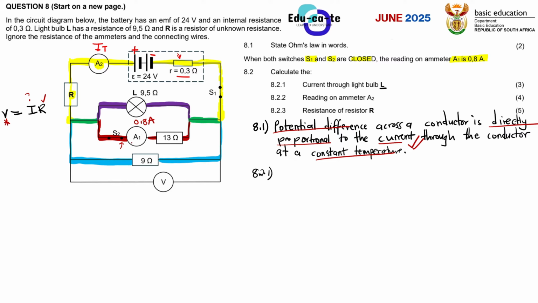Basically, as this current passes through this ammeter A1, it will also pass through this 13 ohms resistor. So the current through this 13 ohms resistor is 0.8 amperes. So we know that the current here is 0.8 amperes, and we also know the resistance of this 13 ohms resistor. So we can actually find the voltage.